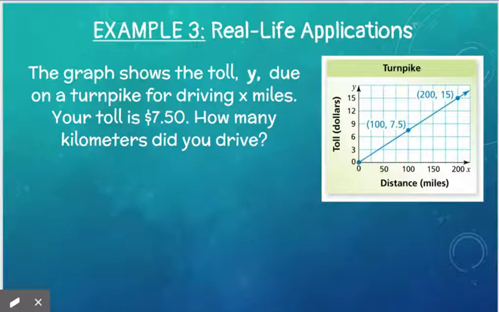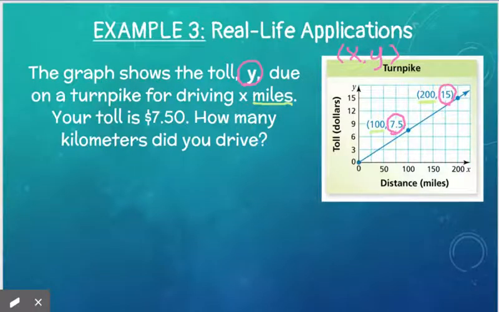We've got a lot that's being thrown at us here. So I see that toll is going to be our y value. On a coordinate, we're always going to have an x comma y. So that means our total is always going to be the second number right here. And then it says for driving x miles, so miles will be this first one, the x, on those two coordinates. So it says your total is $7.50. How many kilometers did you drive?